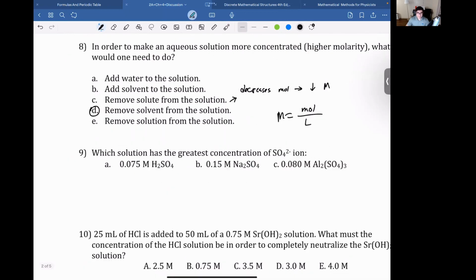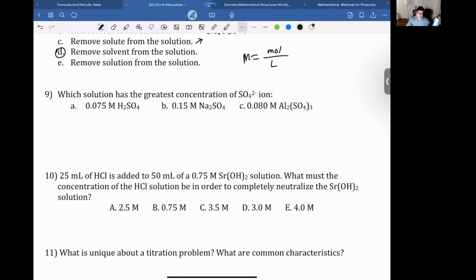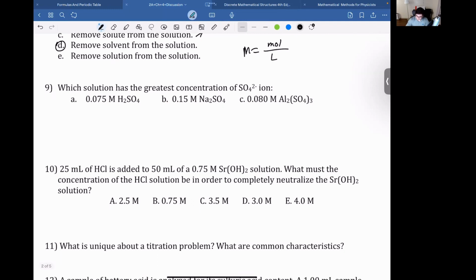Remove solution from the solution. If you remove solution from the solution, it's the same concentration, right? You're not doing anything. You're just kind of taking some of it out and moving it. All right. Because again, these are concentration things. So if you were to think of it in terms of how many moles you have in the solution, you would lose moles in the solution and volume of water, but the concentration, per unit volume is going to be the same in what you take out.